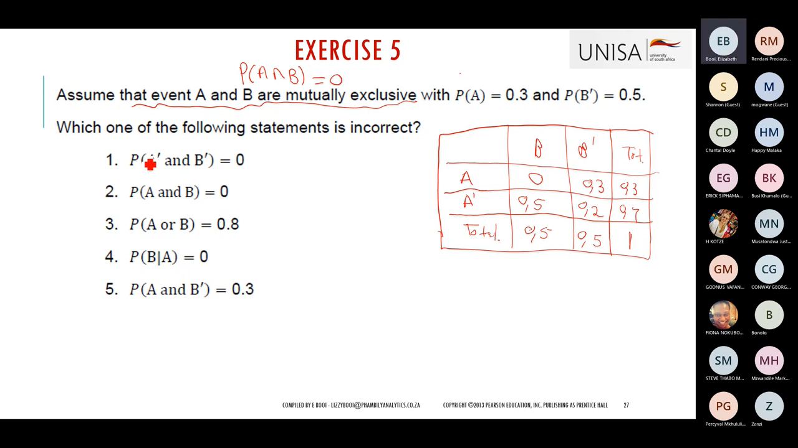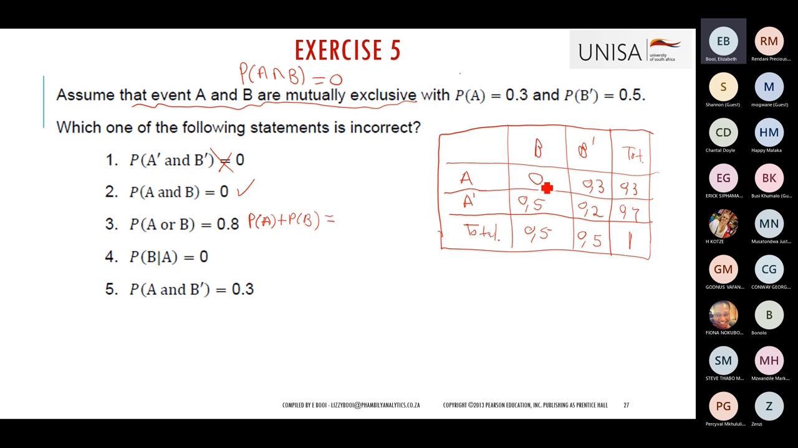So we are told that the probability of A complement and B complement is equal to zero. Is that true? It's false. That is incorrect. The probability of A and B is equal to zero. That's what they told us. They are mutually exclusive, and we can see from here it is correct. And here you just calculate the probability of A plus the probability of B. You don't need the joint term, because this is equal to zero, so that is how you write your answer.